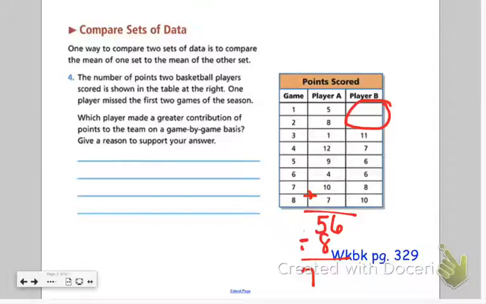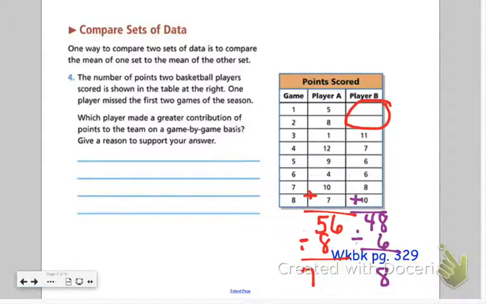Now let's take a look at player B. I'm going to add up 11 plus 7 plus 6 plus 6 plus 8 plus 10, and I get 48. Just by looking at this, you're probably thinking player A definitely scored more points than player B, so player A must have made more of a contribution. Well, what if we divide? We have 6 numbers this time because player B only participated in 6 games, and 48 divided by 6 is 8.